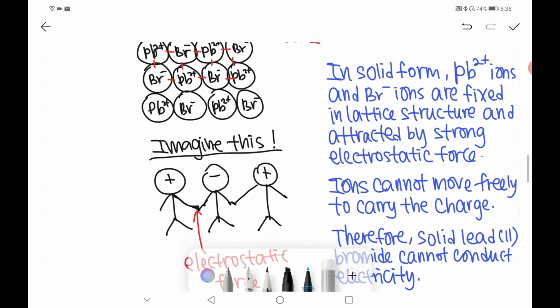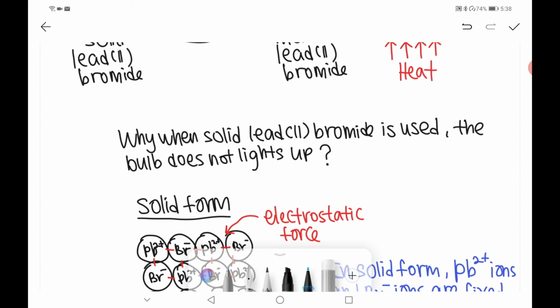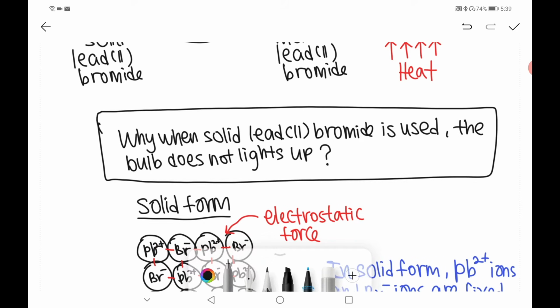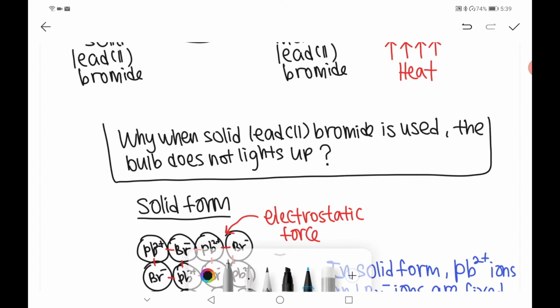So this answer seems very long, but if you fully understand it, it's not very hard. This is a very popular question in your SPM that you should know. Let me put it in a box here.